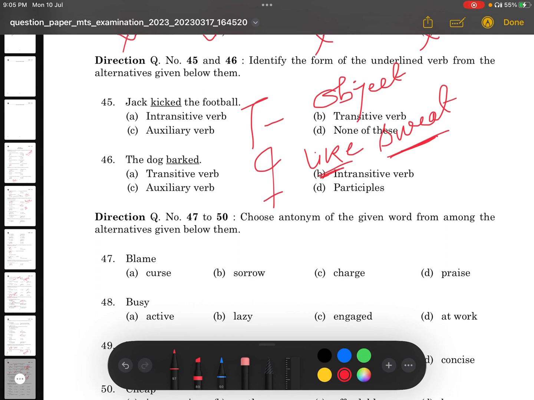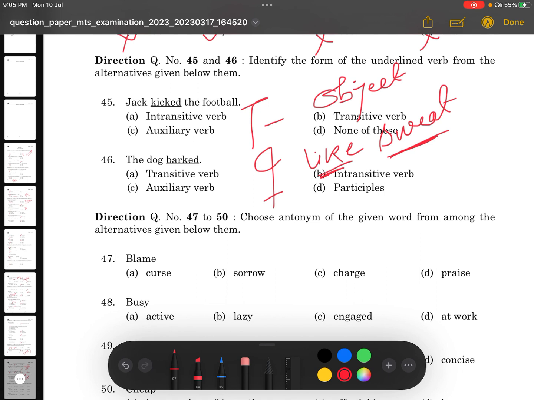So how will you understand it is a transitive verb? You remember it always contains an object, and another thing: if you want to check, that particular verb can be made into passive. So if a verb can be made into passive, definitely it is a transitive verb.